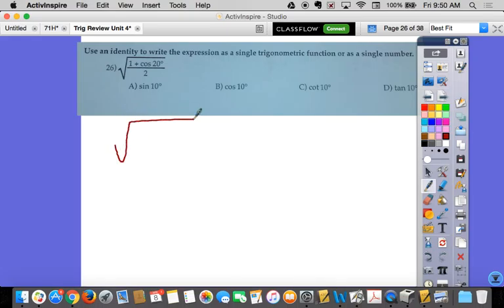We have the square root of 1 plus cosine of 20 over 2. And it says to identify and write the expression as a single trig function or as a single number. Basically, you need to pull out your note card and identify which one of those that is. Obviously, you need one that matches square roots. The only one that has 1 plus cosine is cosine A over 2.